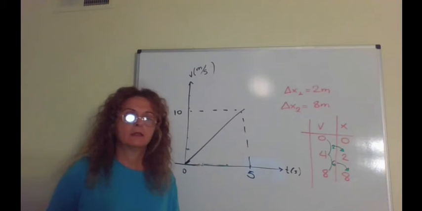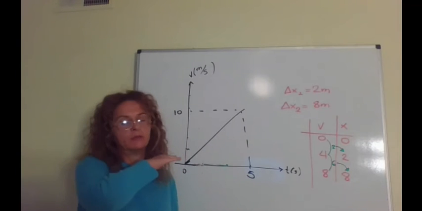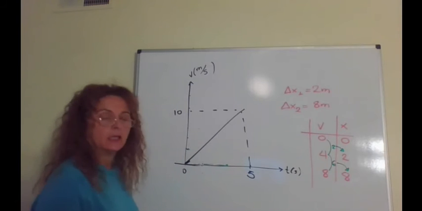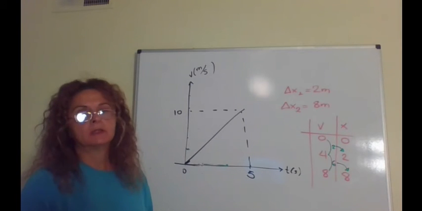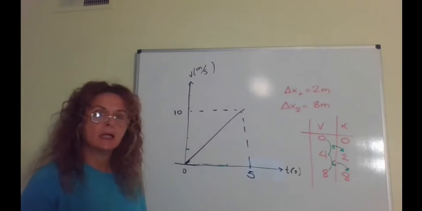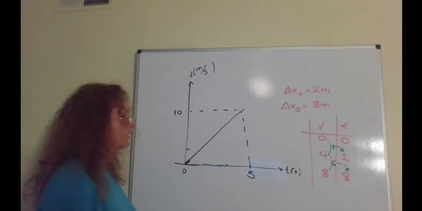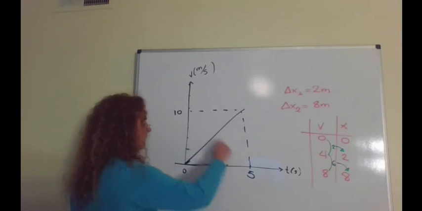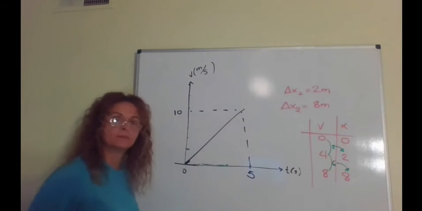If it had the velocity of 10 the whole time of 5 seconds, it would do 50 meters. Now that it speeds up from 0 to 10, it does exactly the half, 25. And you can tell that the triangle is exactly the half from the rectangle.